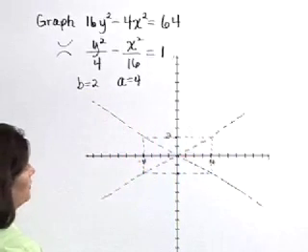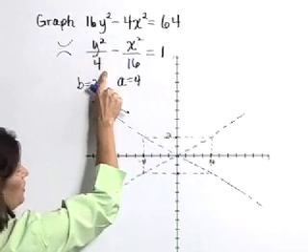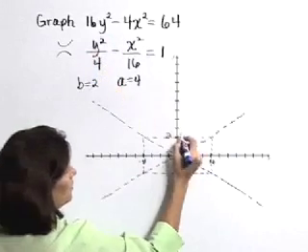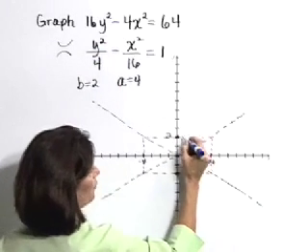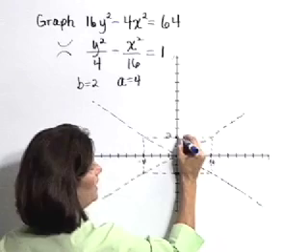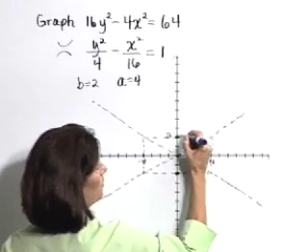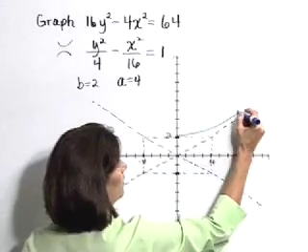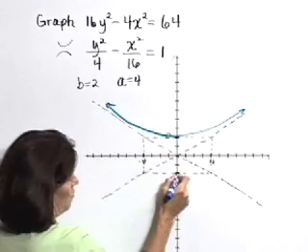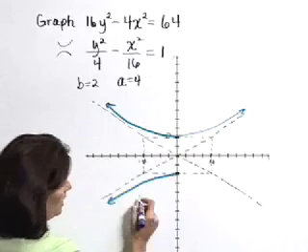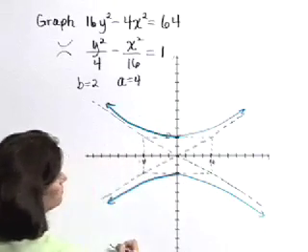Now, I mentioned that this hyperbola opens up and down because our y squared term comes first, it's positive. The vertices of this hyperbola are right here on the reference rectangle. Now extend those wings so that they approach these asymptotes. Same down below, extend the wings of that hyperbola to approach the asymptotes.